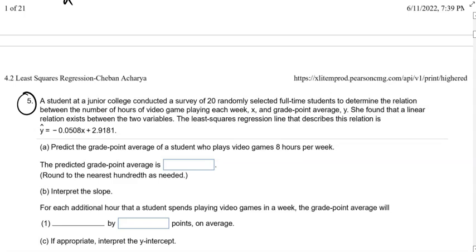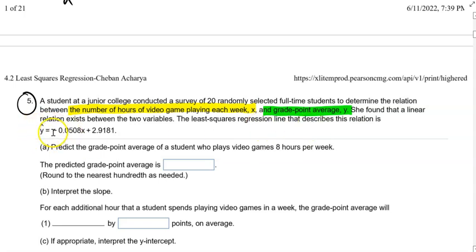Question number 5. Students at a junior college conducted a survey of 20 randomly selected full-time students to determine the relationship between the number of hours of video game playing each week. Okay, that's the one variable. X is the number of hours of video game playing each week, and y is the grade point average. You see the two variables, and she found that a linear relation exists between the two variables, and here is the equation of the least squares regression line.